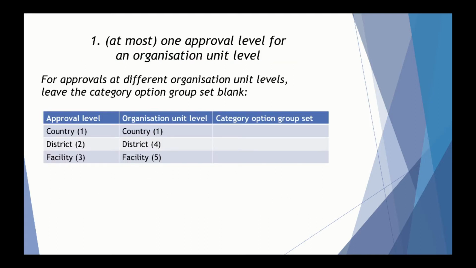So, in the definition of an approval level, you can say which organization unit level it is for. And then there's this funny thing you can define. You can add a category option group set to an approval level. Now, what in the world does a category option group set have to do with an approval level? You'll see this over the next 3 slides. But if you're just doing one approval level at each organization unit, or no more than one at each organization unit, forget about that category option group set column. Just leave it blank. So that's case 1. That's the easy case.